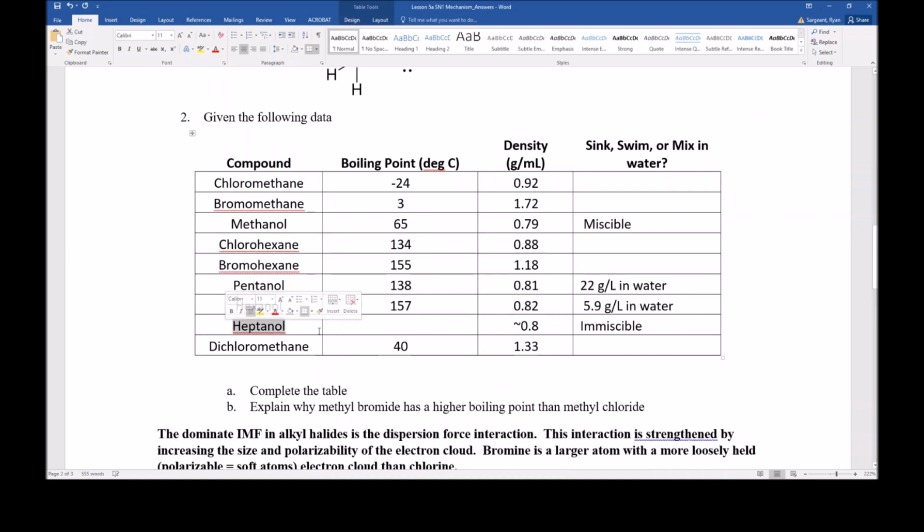So heptanol right here is going to be immiscible. We assume that its density is going to be the same as the other alcohols that we saw. The fact that the density goes up with pentanol, hexanol might be a trend, but I don't have enough data to say for sure. But it's immiscible and it's going to swim. Okay? And swim is kind of an untechnical way of saying that, but it would be the top layer.